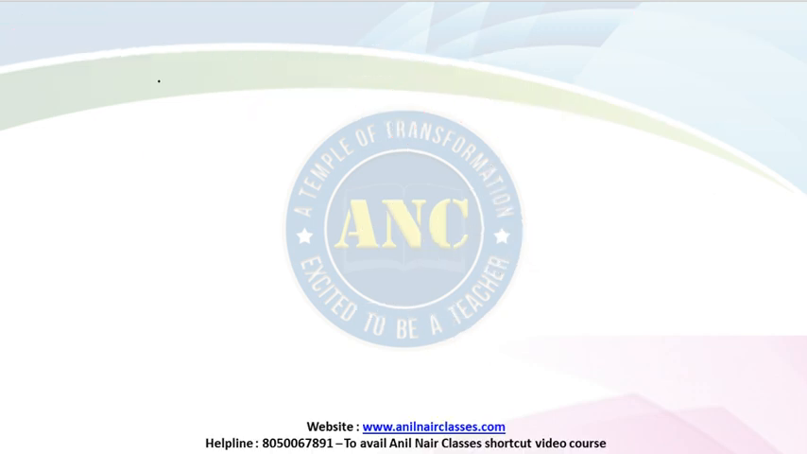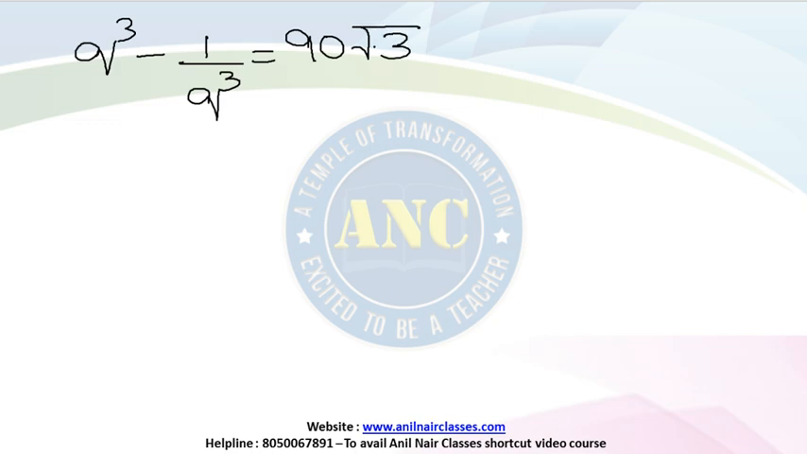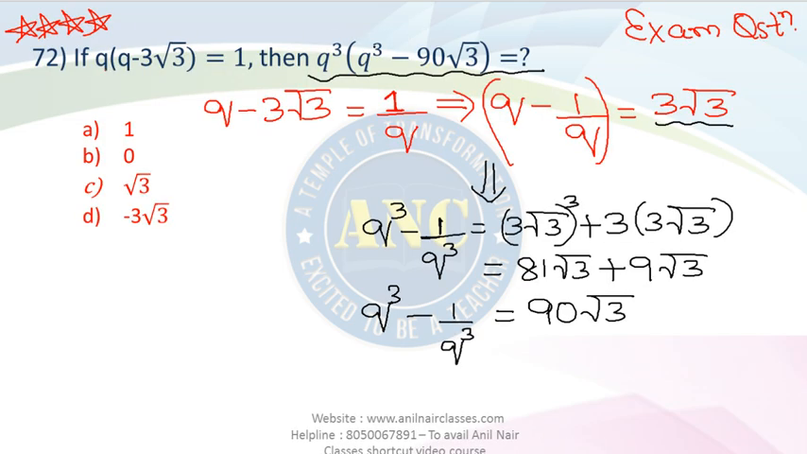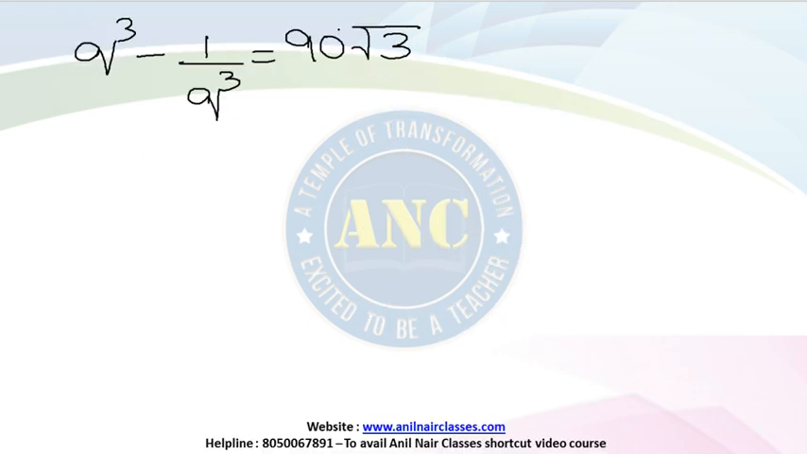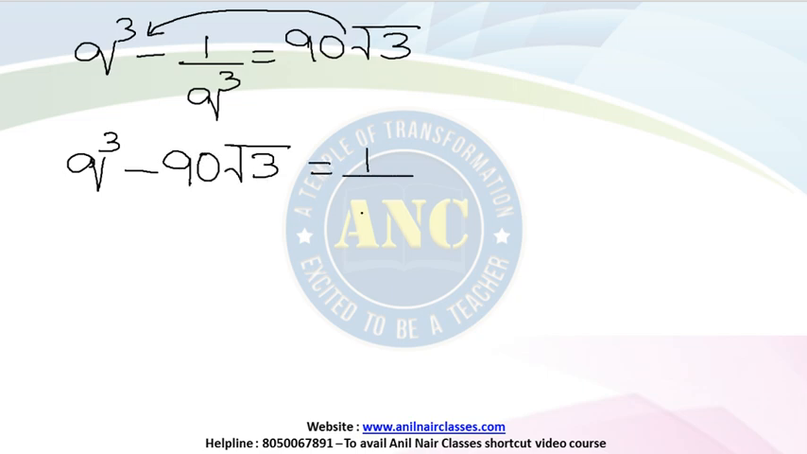Let me write it in the next screen. Q cube minus 1 by q cube, I got this value as 90 root 3. But this is where I want to manipulate according to what is being asked. Now see here. With this q cube inside the bracket there is something called a q cube. For that, I should have this 90 root 3 subtracted. That means this right hand side 90 root 3, I will shift it to the left hand side, so that for this q cube, that 90 root 3 will be subtracted and I will get the equation according to what I require.